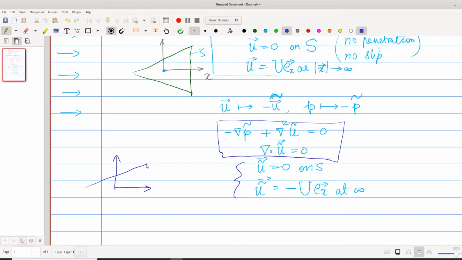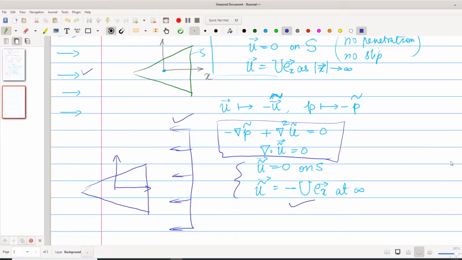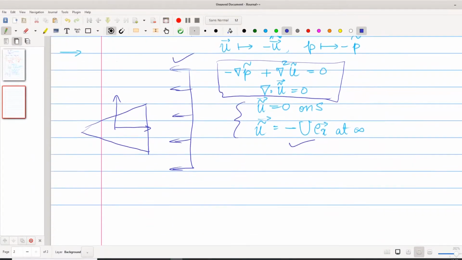So the coordinate system and the object remain the same, but instead of having a velocity in the plus x direction, we now have a uniform velocity in the minus x direction. The solution for this particular problem is simply the solution of this, but the sign of velocity reversed and the sign of pressure reversed. So with this information, let us see whether we can estimate what is the drag.